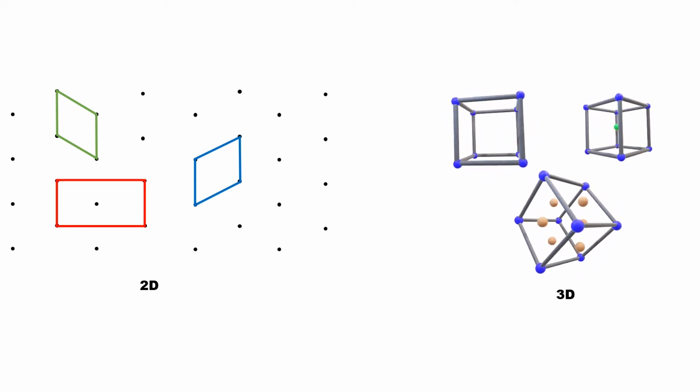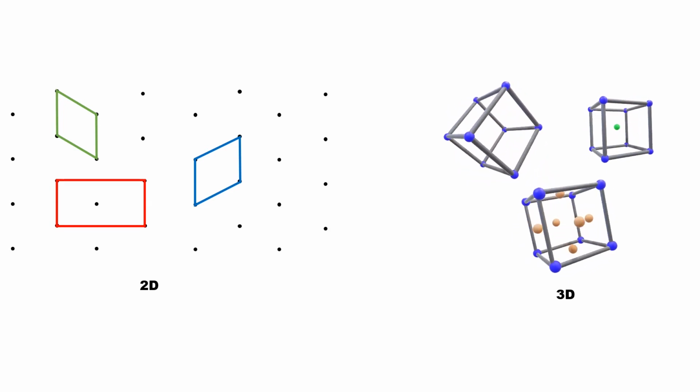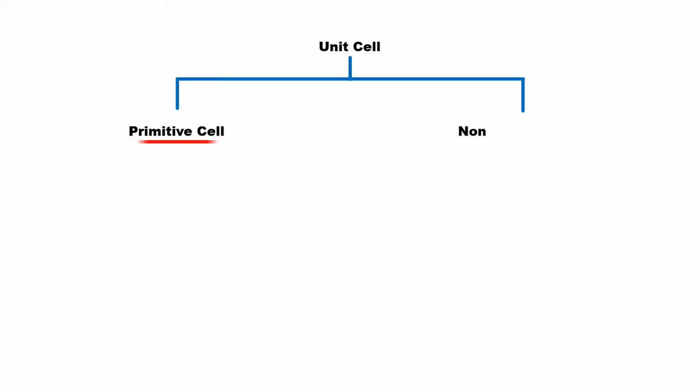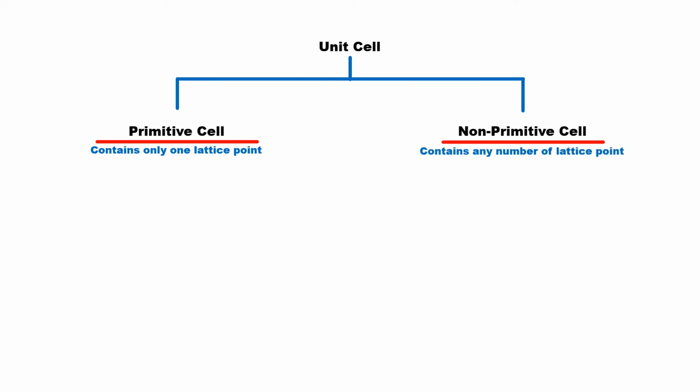But while drawing the unit cell, it is kept in mind that the unit cell is the smallest replica of the crystal. In this case, the unit cell can be of two types, primitive and non-primitive unit cell. A primitive cell is a unit cell that has only one lattice point, whereas a non-primitive unit cell can have any number of lattice points. To understand this, let us first understand the contribution of lattice points in a unit cell.